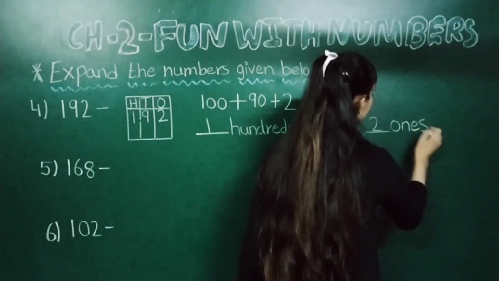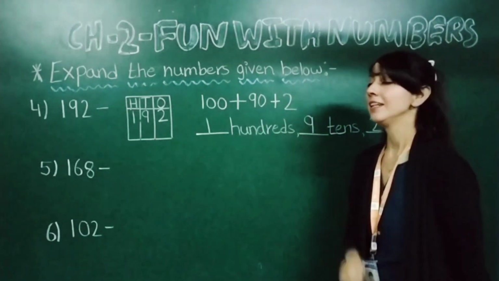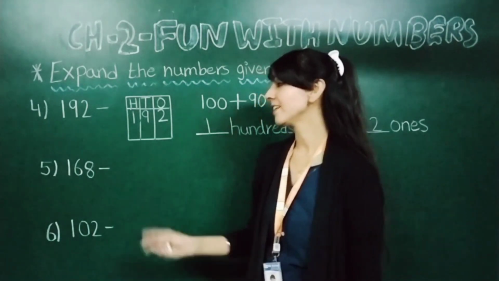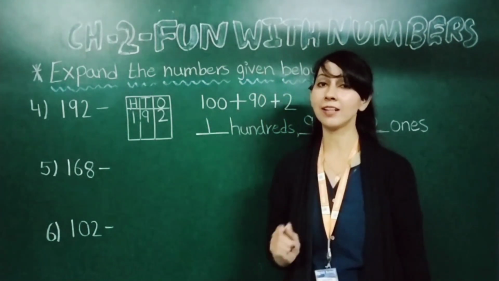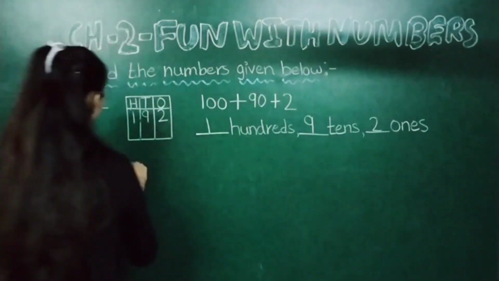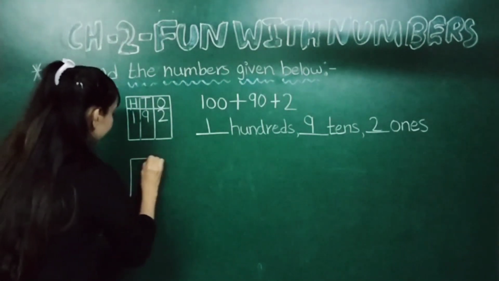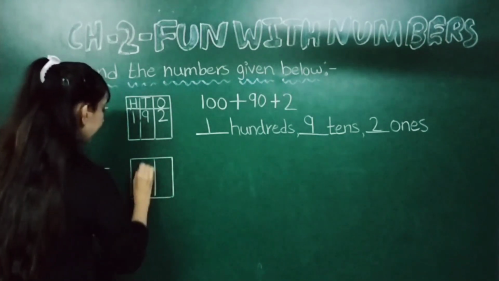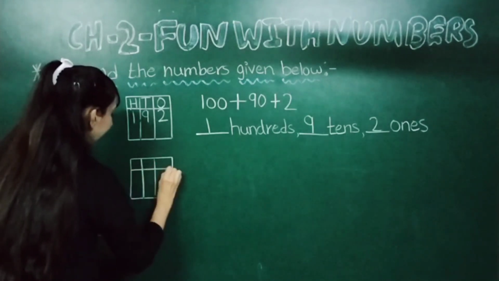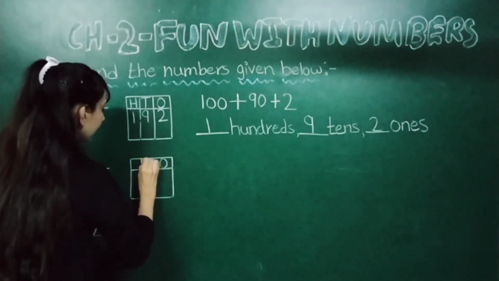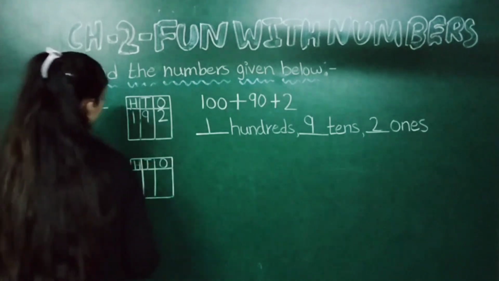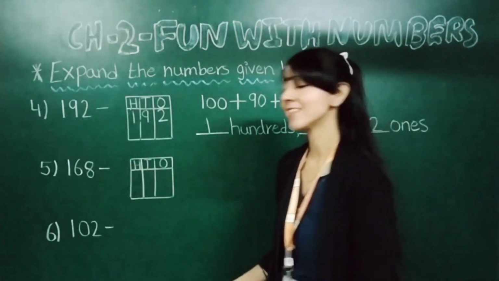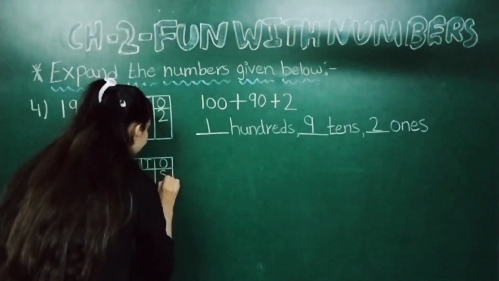Ones. Understood? Now moving to the next number. What is written? 168. Yes, 168. Now let's do it. First we will make columns of ones, tens and hundreds. So now students, in this column what will come? Yes, 8 ones. So here we write 8.